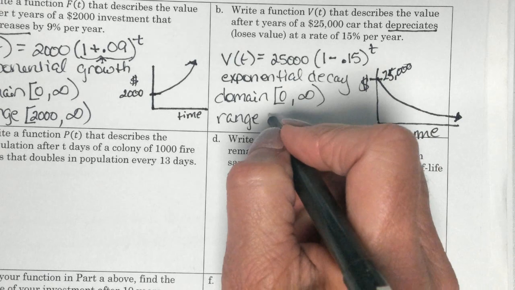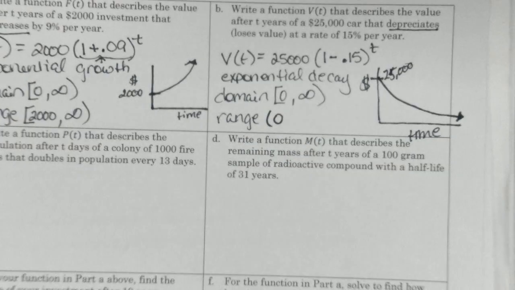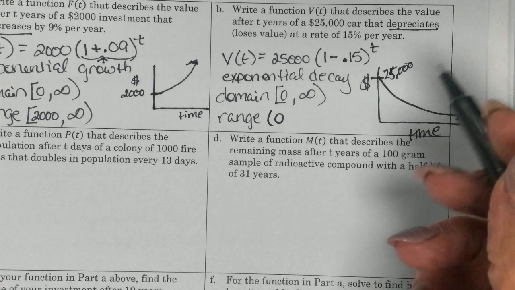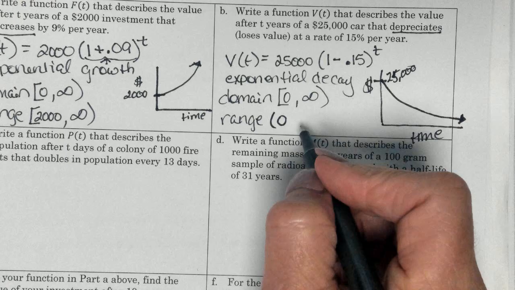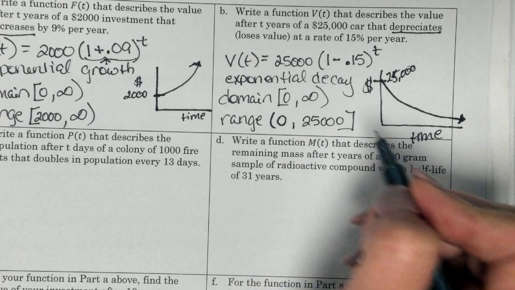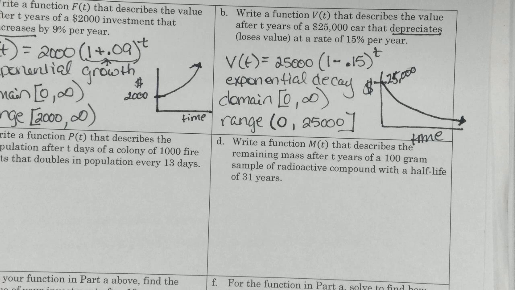So we're going to do a parenthesis 0 because you always state your domain and range from least to greatest. You always do that. And its maximum amount is 25,000. And we have to bracket that because we do equal 25,000. All right, so just to kind of get you an idea of what that looks like.